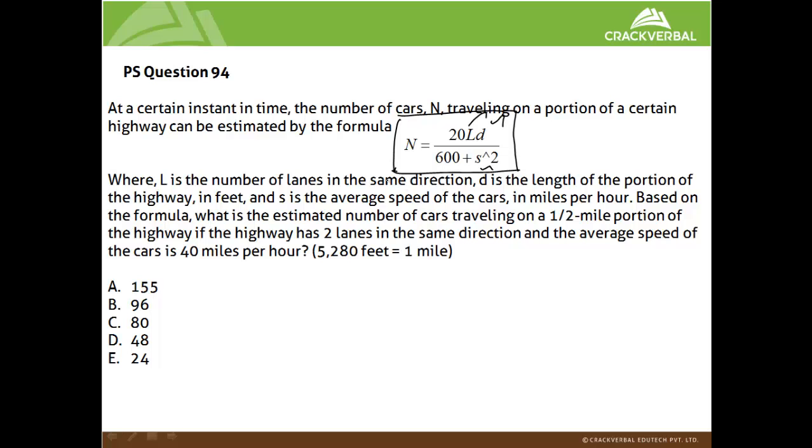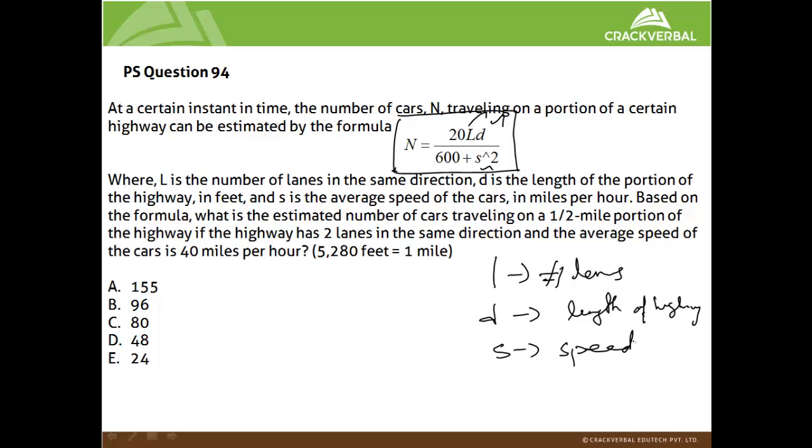Alright, now they have explained what this formula is, where L is the number of lanes in the same direction, D is the length of the portion of highway, and S is the average speed in miles per hour. So let's write it very short.